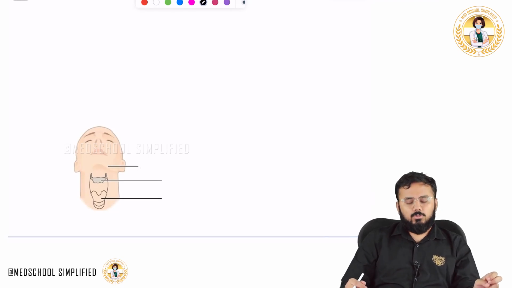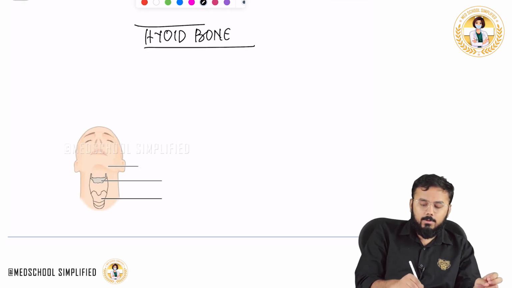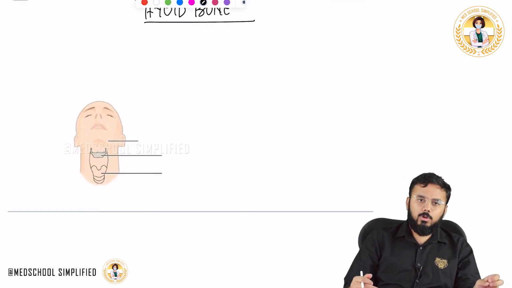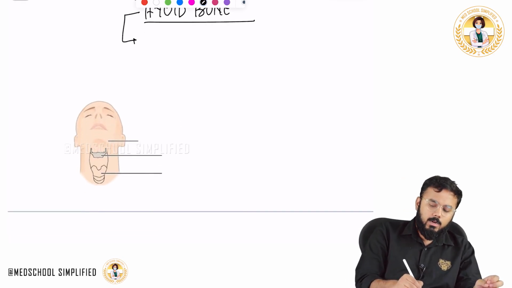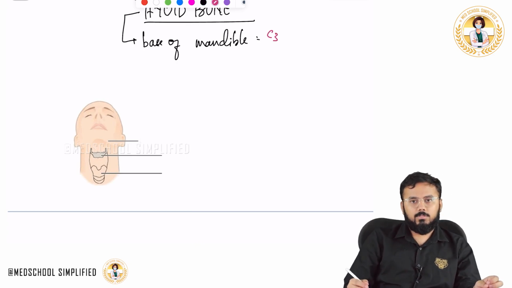Hello guys. So now we shall be discussing the hyoid bone. We shall be discussing the anatomy of the hyoid bone. First of all, you have to know where the hyoid bone is located. The hyoid bone is located at the base of the mandible, at the level of C3.